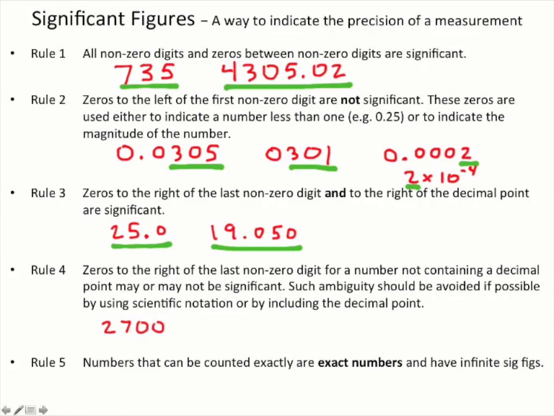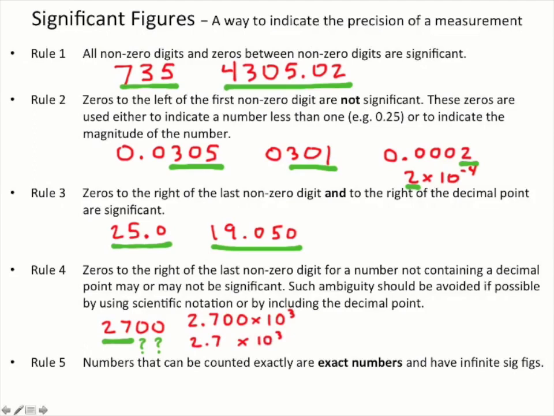Okay, so now rule number 4. Zeros to the right when there's not a decimal point are ambiguous, is basically what this says. Because in the example here, 2700, you don't know if it's actually 2700 or if you're just rounding to make it sound like more of a round number. So it's kind of ambiguous. This is where the decimal place matters. If a 0 is to the right and there's a decimal place, it's significant. If the 0 is to the right but there's no decimal place, it's not significant. So in the case of 2700, it's ambiguous. The first 2 you know are significant, the other 2 you don't know.